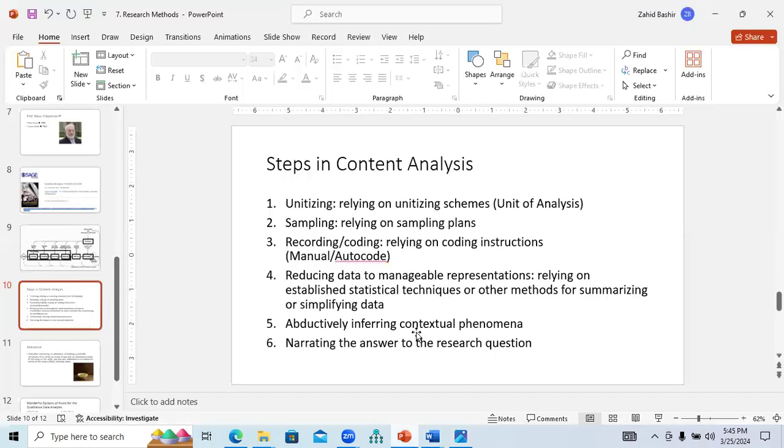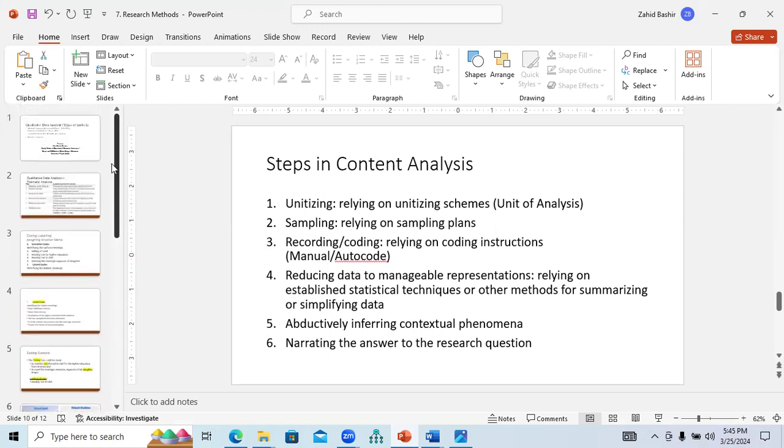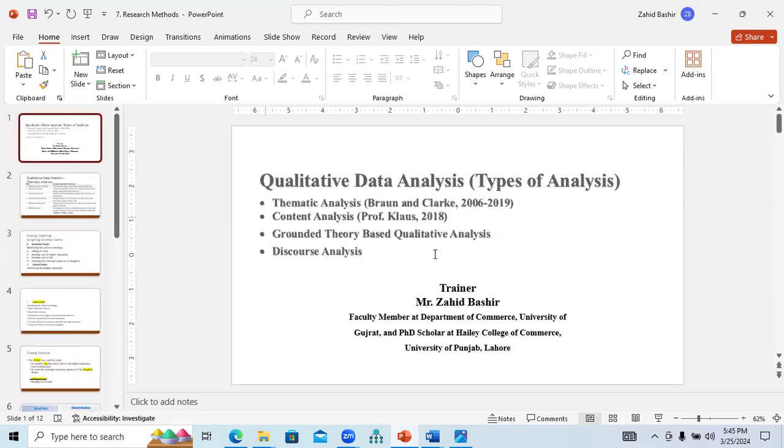So my recommendation is to use the grounded theory procedure or thematic analysis, while you can also use content analysis if you want to. So these are the two procedures I was discussing today.